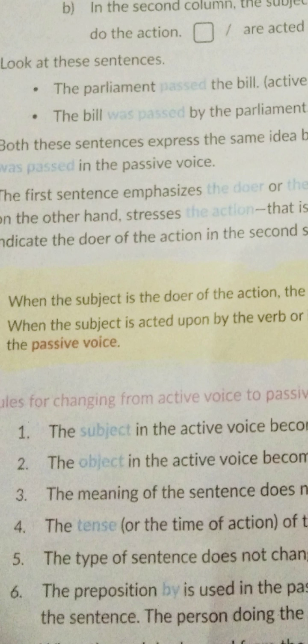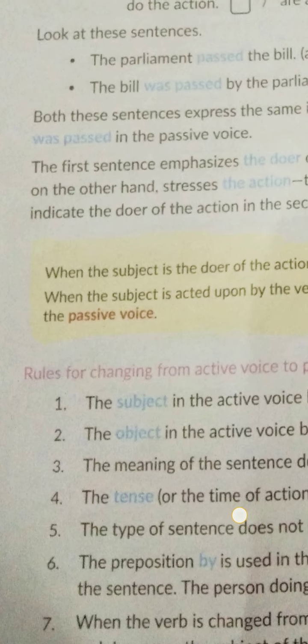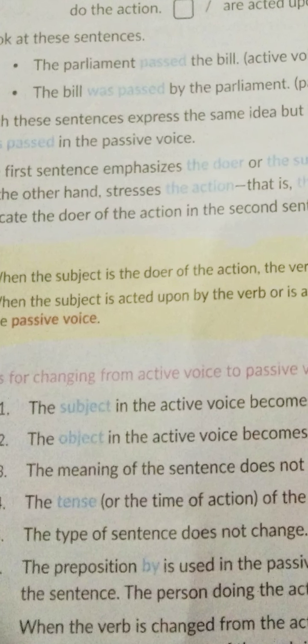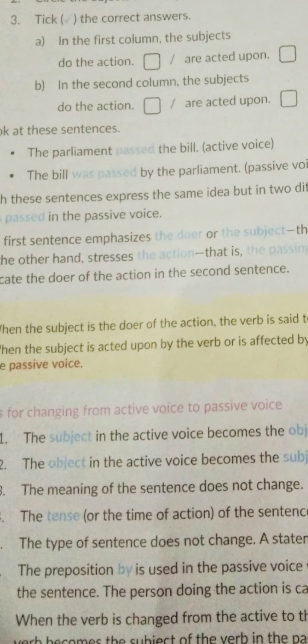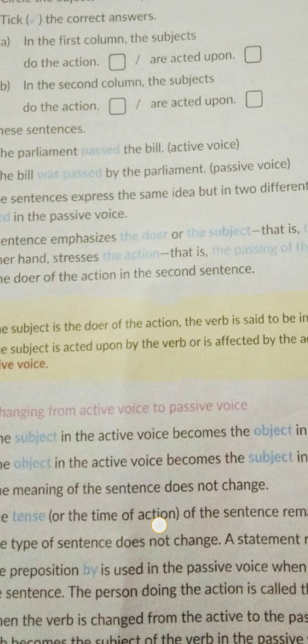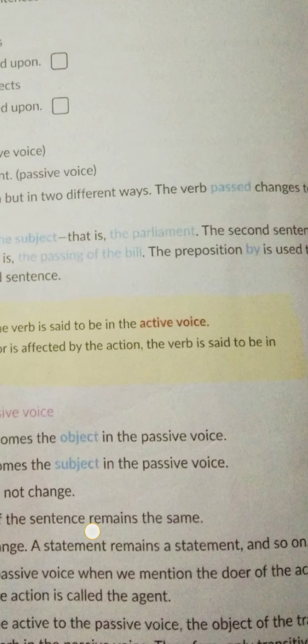But when I say the mouse was killed by the cat, the mouse was not the doer of the action, but the receiver of the action. So here the mouse becomes the passive voice. Okay. Now, rules for changing from active voice to passive voice. The subject in the active voice becomes the object in the passive voice.